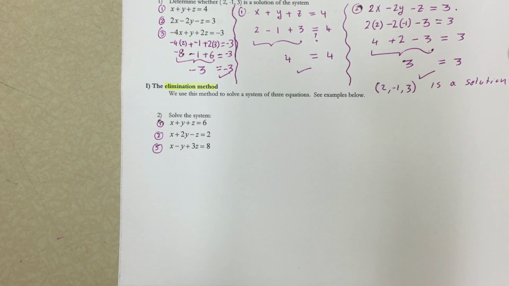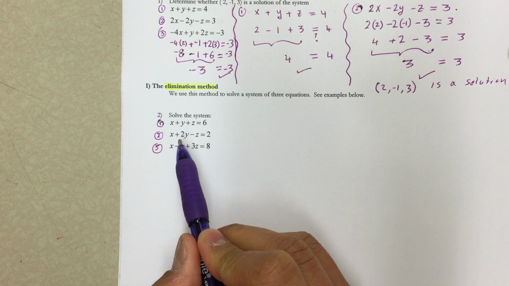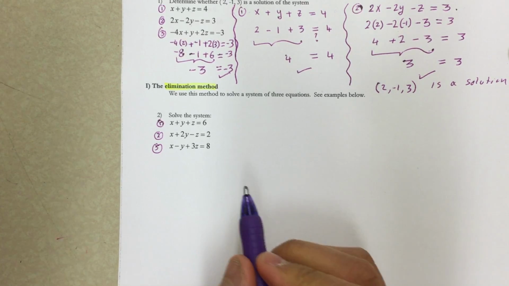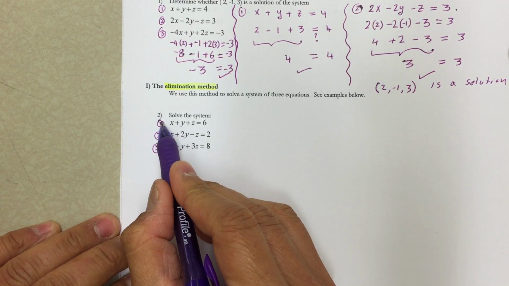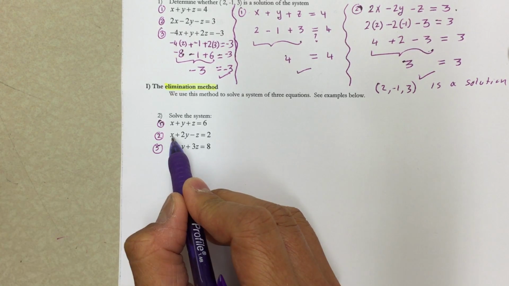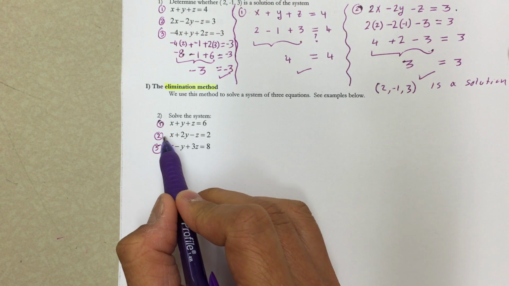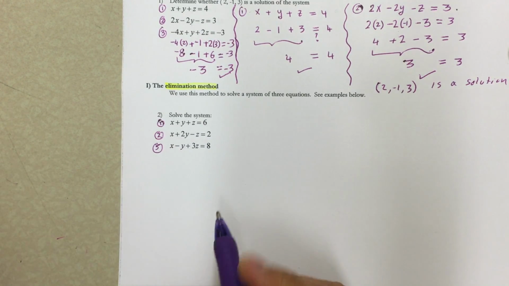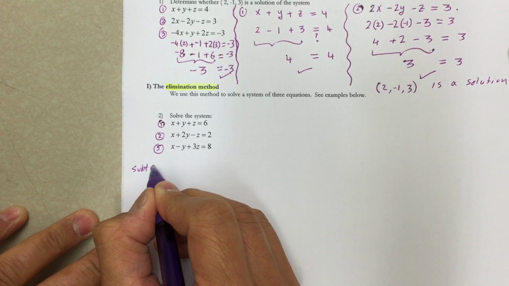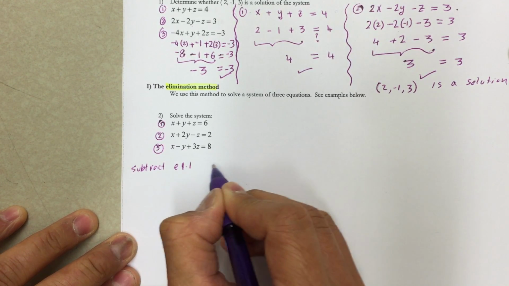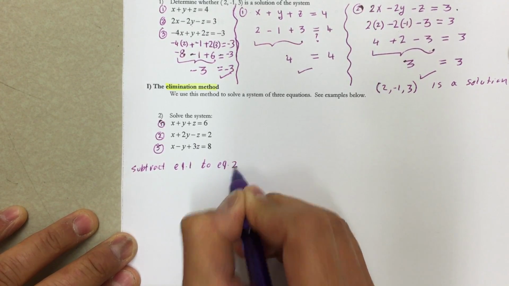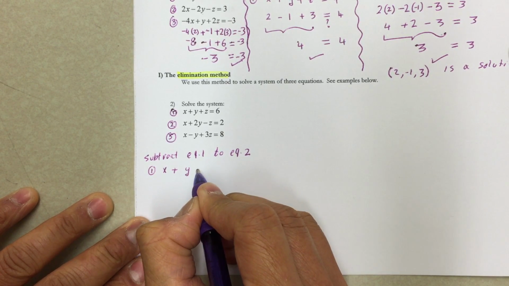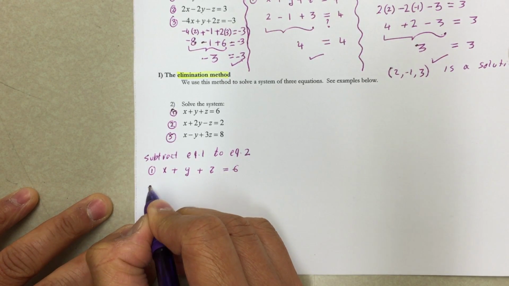To eliminate the variable x, we pick any two equations and apply some operation to them before it can disappear. I know that if I take the first equation and subtract it from the second equation, the variable x would disappear. I'm going to do that, but before I do, I'm going to write out what I'm going to do. Subtract equation number 1 from equation number 2. Here's equation 1. Here's equation 2.